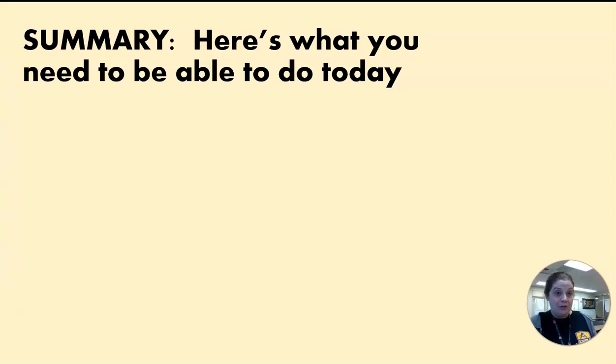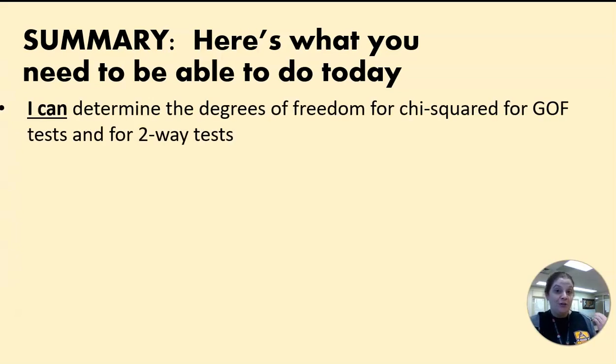So here's what you need to be able to do. You need to be able to determine the degrees of freedom for a chi-squared test for goodness of fit and for a 2-way test. So you got to know for goodness of fit, it's categories minus 1. And in a 2-way table, since you have categories on both sides, you got to go categories minus 1 times categories minus 1. Or in other words, rows minus 1 times columns minus 1. And we're only looking at observed counts, never looking at totals there.